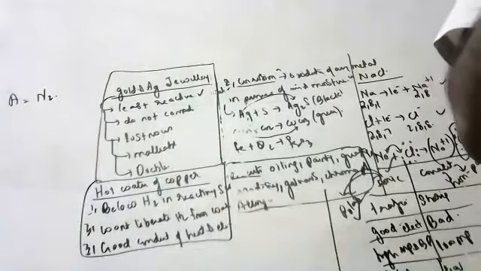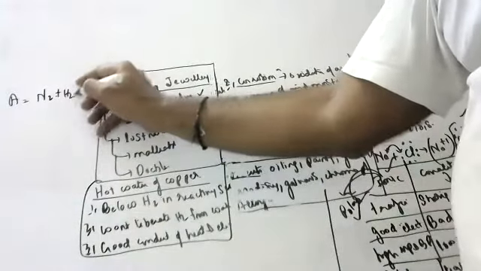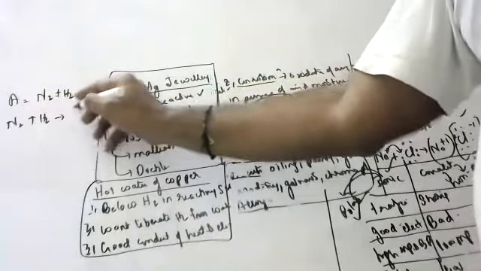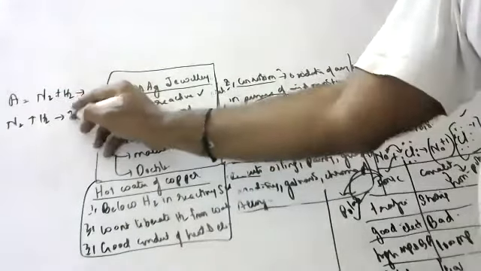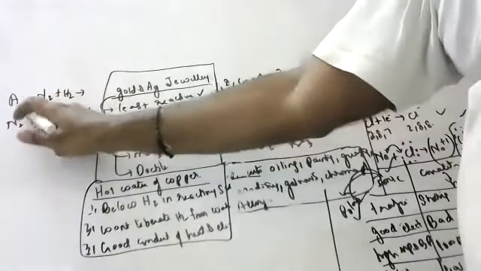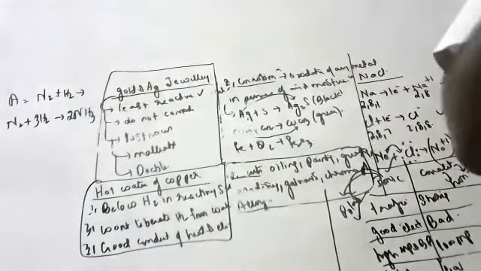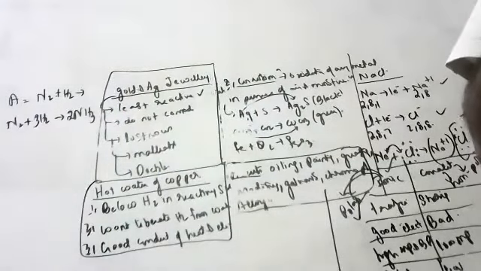Nitrogen. Okay, and when heated with hydrogen, what do you get? Nitrogen plus hydrogen gives NH3, ammonia. Nitrogen plus hydrogen is called ammonia, and it gives a gas B. What is the gas B? Ammonia.